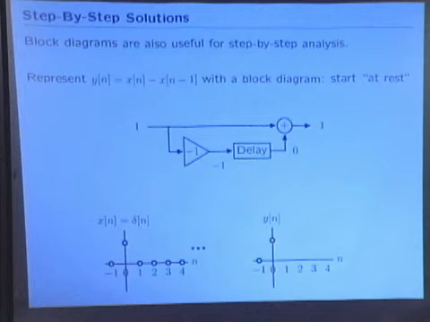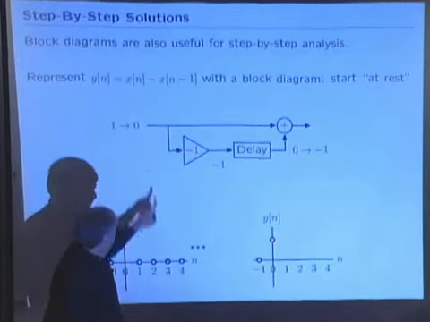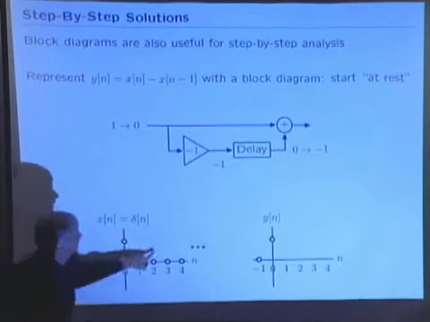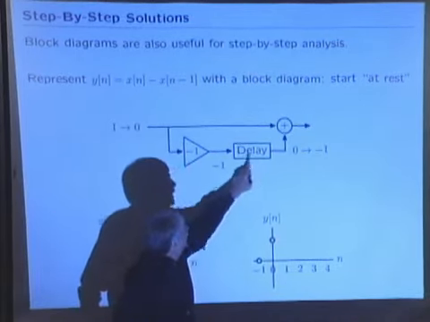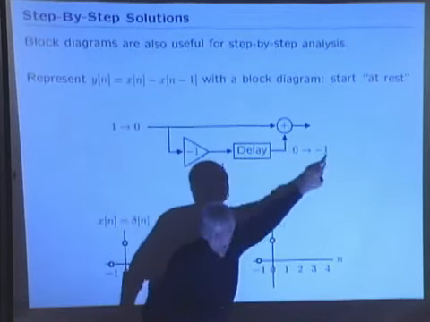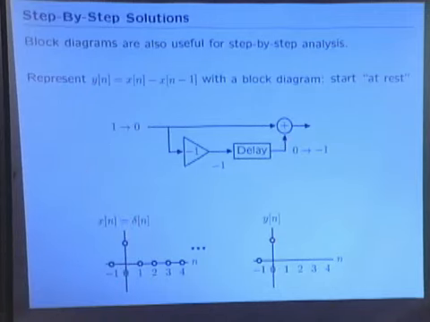Now the clock goes ka-chunk, and at that instant, the input changes from 1 to 0, because that's what happens here. And at precisely the same instant, the delay signal went from 0, which it was because it started at rest, to -1, which was its input just before ka-chunk.